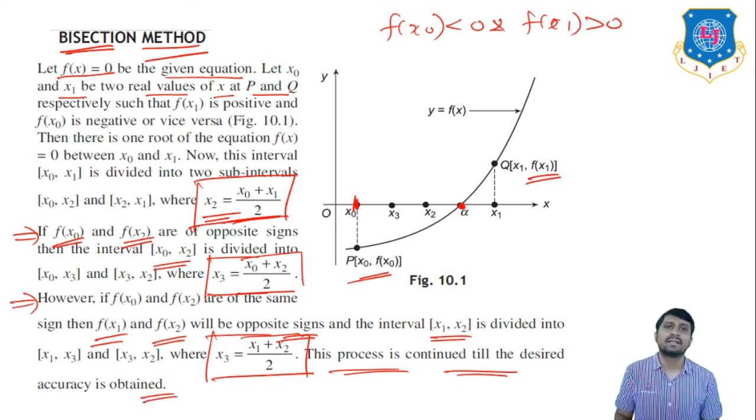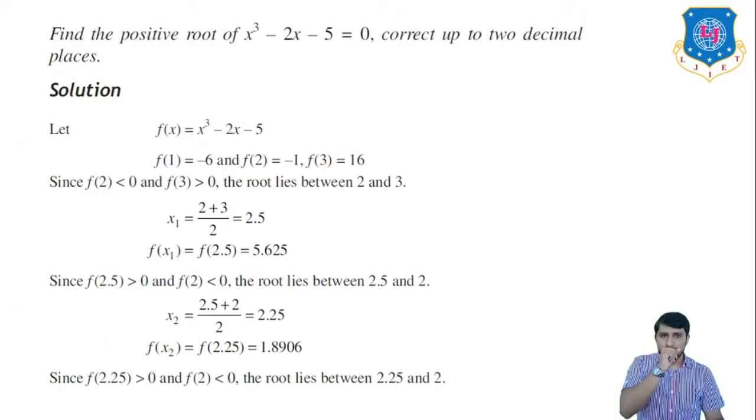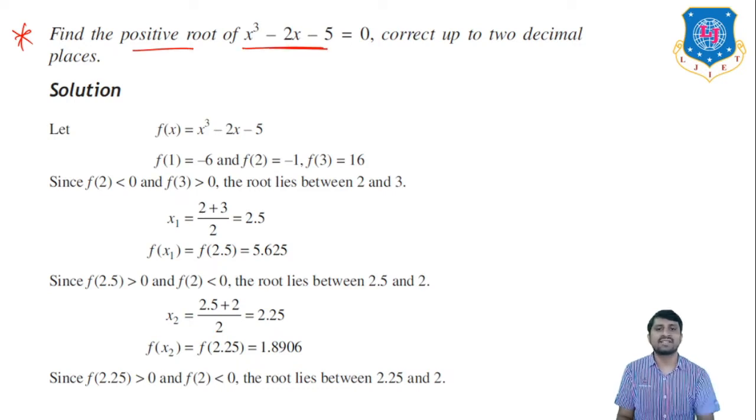So as I explained, this is my bisection method, a very basic method to find any root of an algebraic or transcendental equation. Let's try to solve some important examples. Using an example you can very easily understand. So here is my first example: find the positive root of x cube minus 2x minus 5 equal to 0, correct up to 2 decimal places.